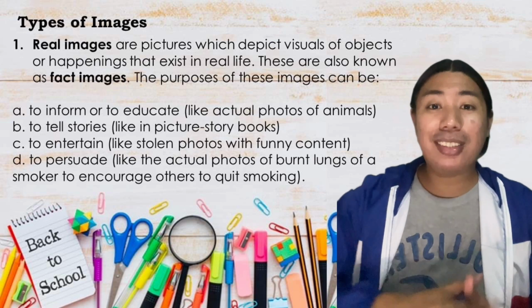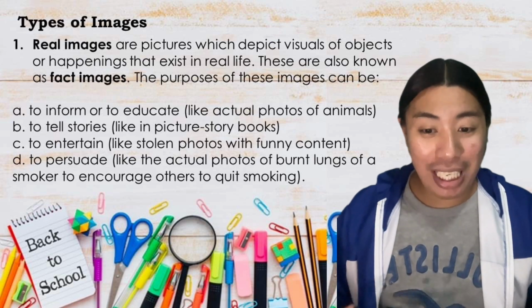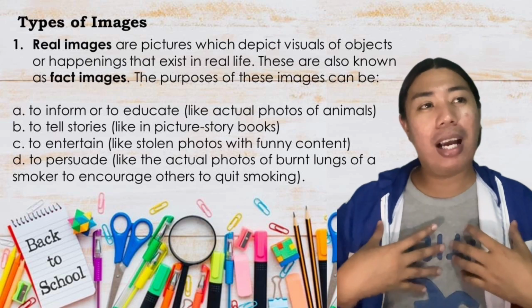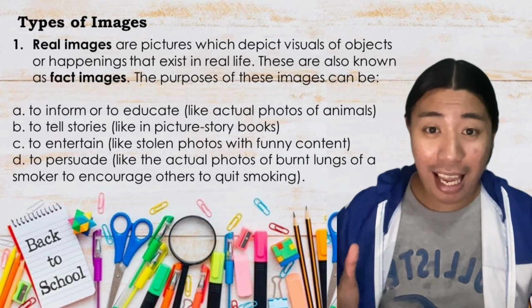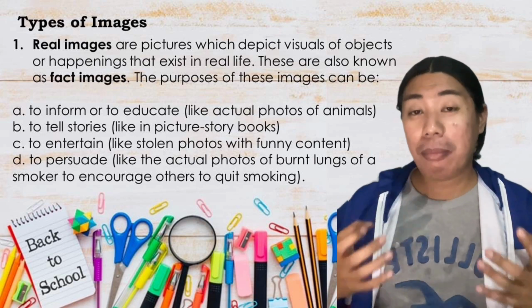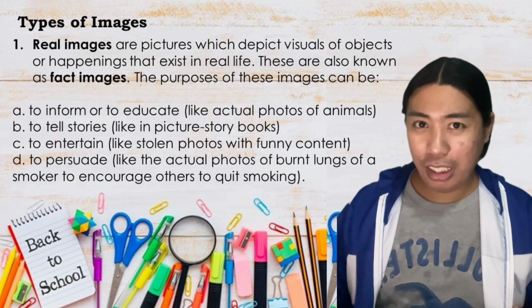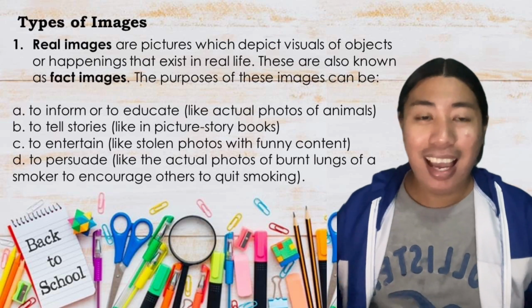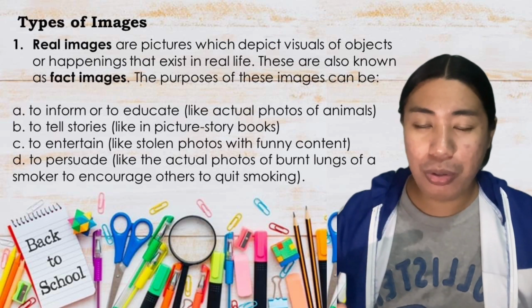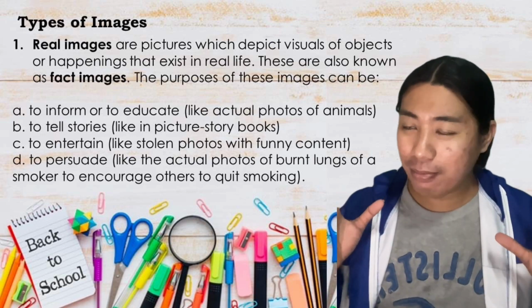The fourth will be to persuade. Ibig sabihin para manghikayat, to convince. So for instance, yung mga totoong picture ng mga burnt lungs, yung mga sunog na baga or yung mga iba't ibang sakit na pwedeng makuha sa paninigarilyo. So that is to persuade you to stop doing those things. Gamit ang mga actual photos ng totoong lungs, totoong heart, or totoong iba pa.